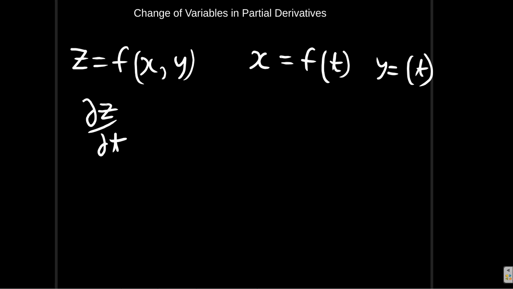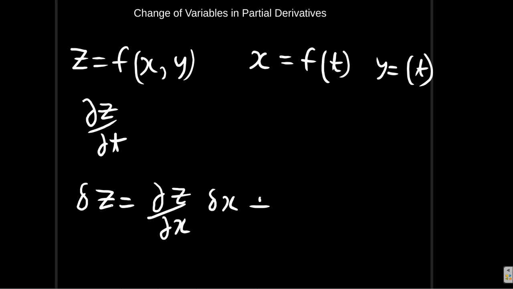Alright, let us see how that goes. Now we write the differential of z and say a small change in z is equal to the partial of z with respect to x times a small change in x plus the partial of z with respect to y times a small change in y. You remember that formula there?